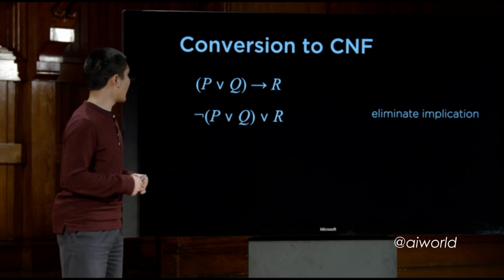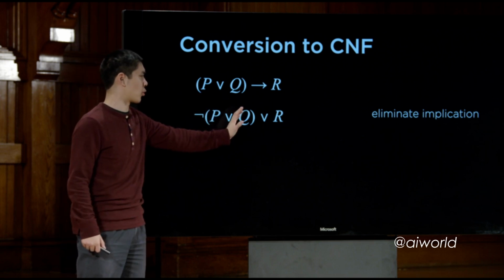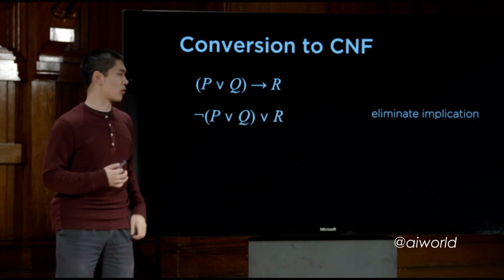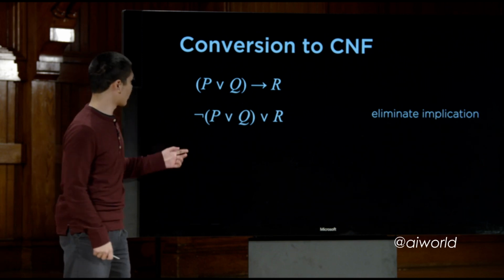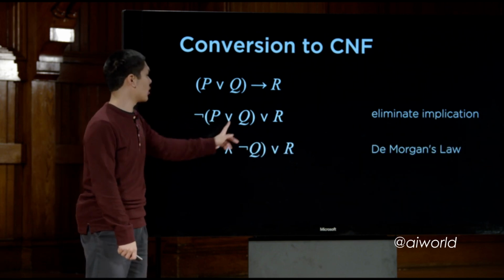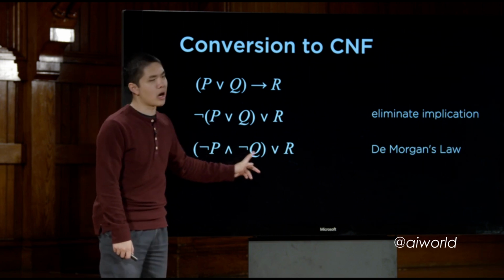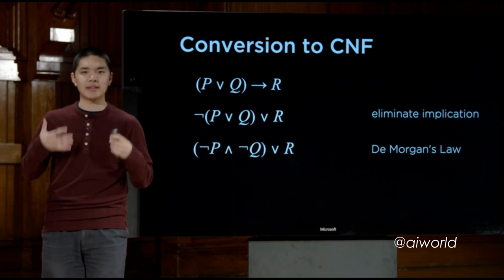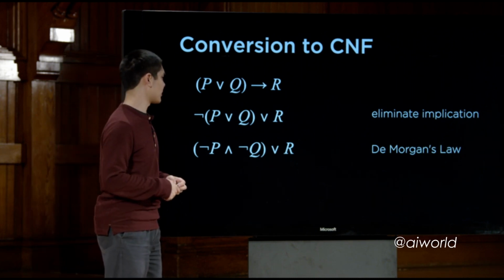And next, I can get rid of the not on the outside of this expression, too. I can move the nots inwards so they're closer to the literals themselves by using De Morgan's laws. And De Morgan's law says that not (P or Q) is equivalent to not P and not Q. Again, here, just applying the inference rules that we've already seen in order to translate these statements.